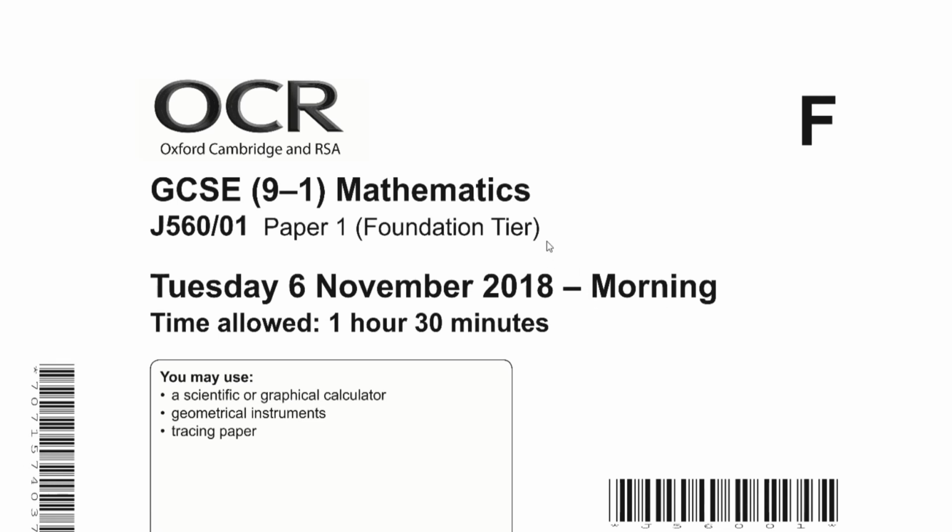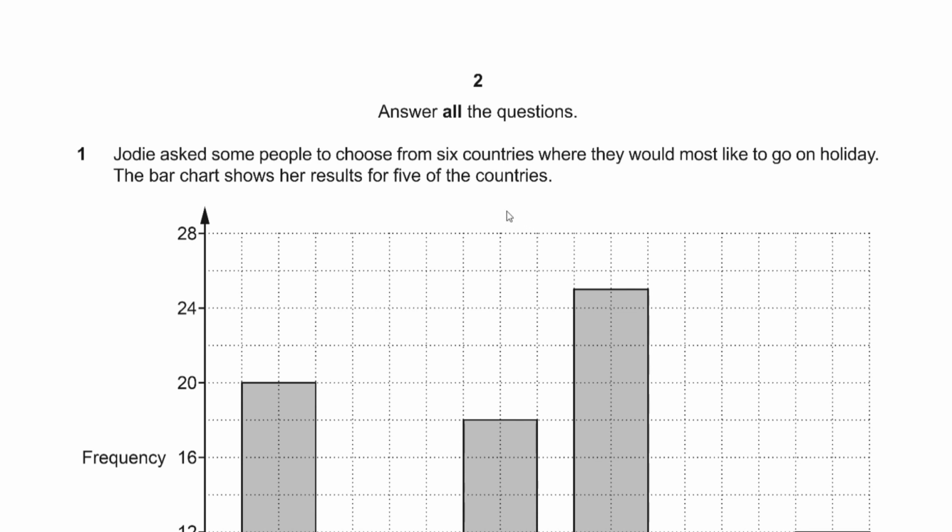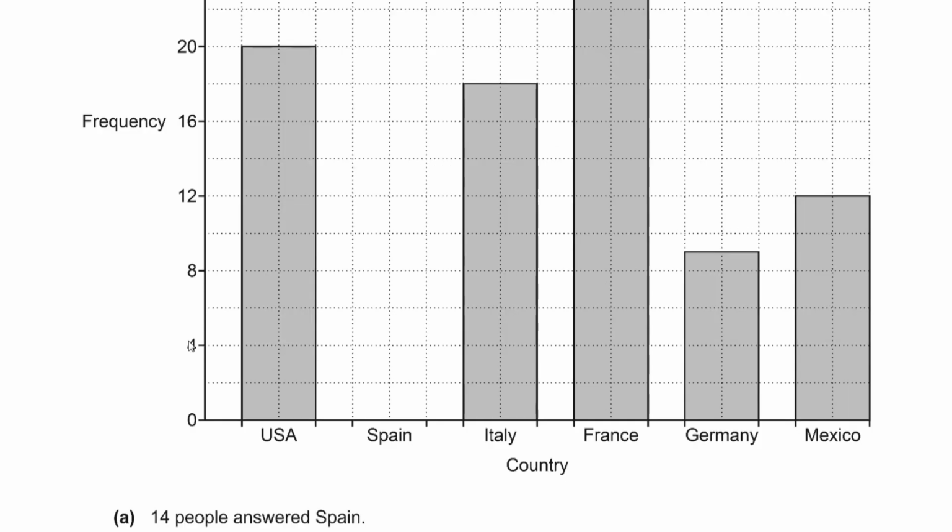This is the OCR GCSE 9-1 Maths Paper 1 from the November 2018 papers, and this paper is a calculator paper. Question number 1. Jody asked some people to choose from 6 countries where they would most like to go on holiday. The bar chart shows her results for 5 of the countries. We see this bar chart here.